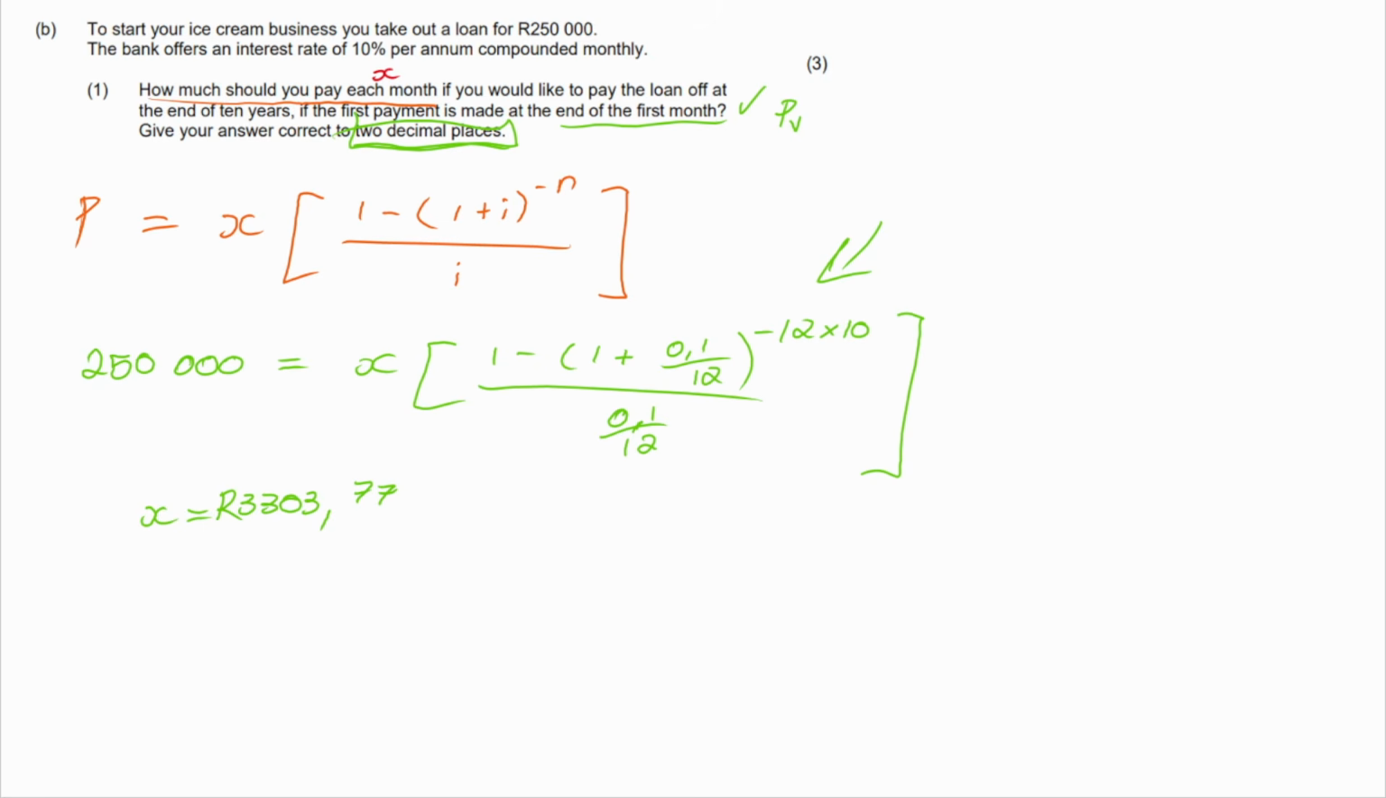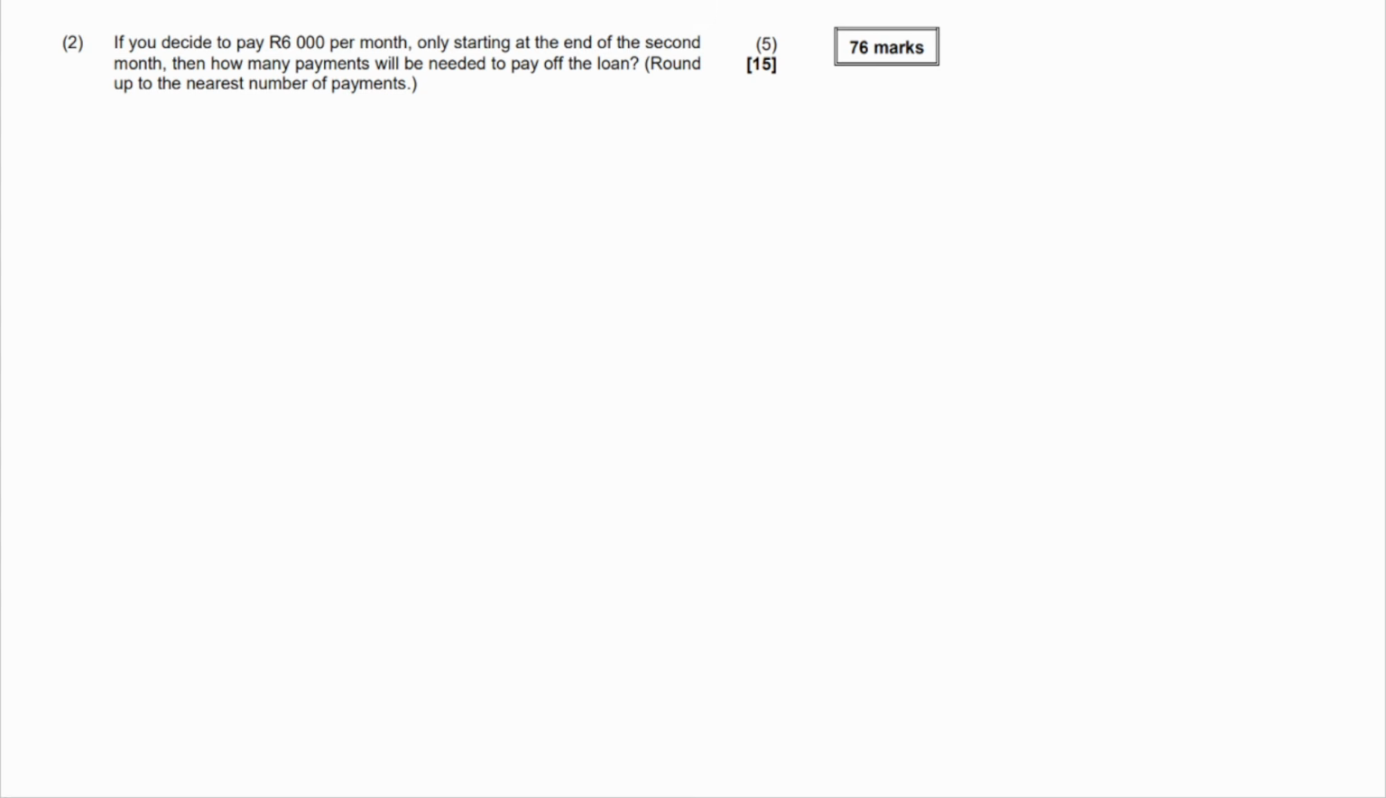in 10 years. All right, then for part 2 of this, they say if we decide now to pay more, if we pay 6,000 Rand per month, only starting at the end of the second month. So end of the second month, there's some weird things going on with our present value. Then how many payments will be needed to pay off the loan? Round off to the nearest number of payments. So here we need to solve for n, the number of payments.